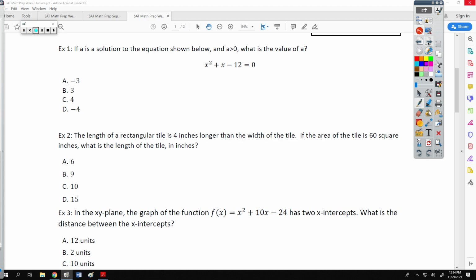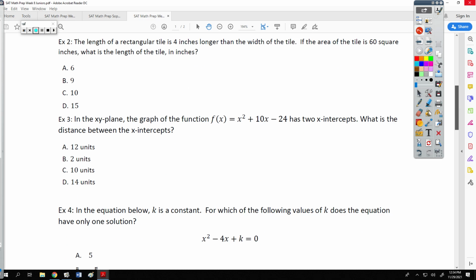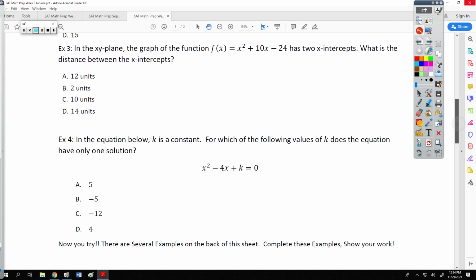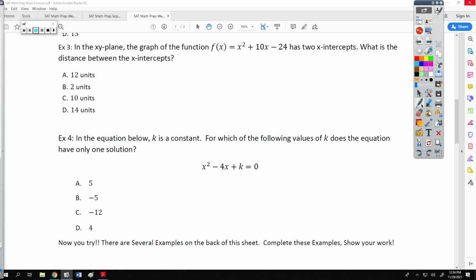Okay, example 3 says, in the xy plane, the graph of the function f of x equals x squared plus 10x minus 24 has two x-intercepts. X-intercepts, you should immediately think roots, solutions, zeros. All of these words mean the same thing. What is the distance between the x-intercepts?